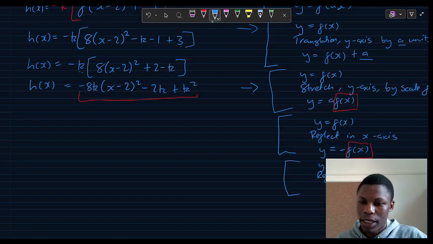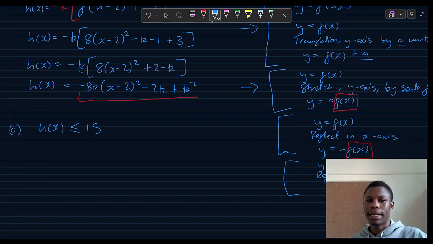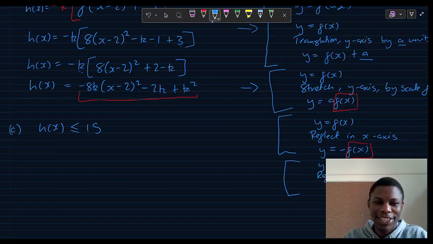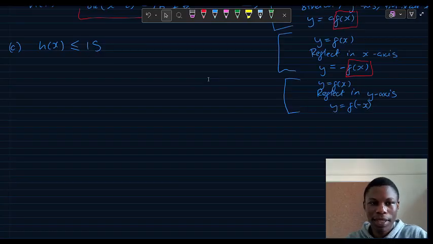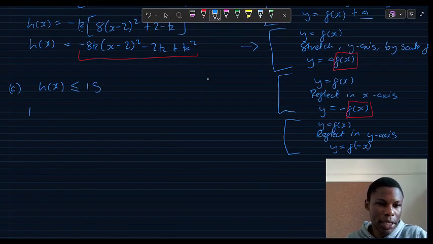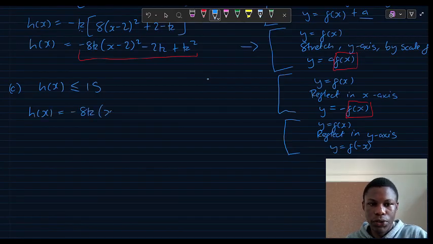Part C says the range of h is given by h of x is less than or equal to 15. Find the values of c and k. Okay. No pun intended. Right. So remember when I said h of x was in the completed square form? That is actually very useful to us. Squared minus 2k plus k squared.